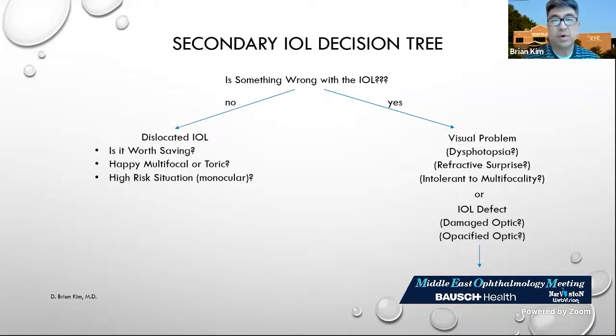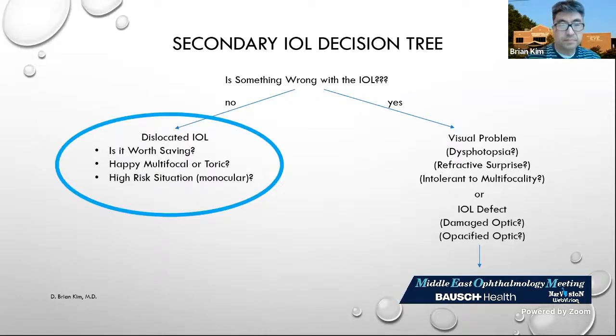Now, is there something wrong with the lens? No. So then the question in this case, if there's a dislocated lens, is the lens worth saving? Is a patient happy with their multifocal or toric lens? Or is a patient monocular and you want to do as little as possible with surgery, as Dr. Carlos was talking about, you want to do the minimally invasive surgery if possible. And so this is what we'll be discussing.